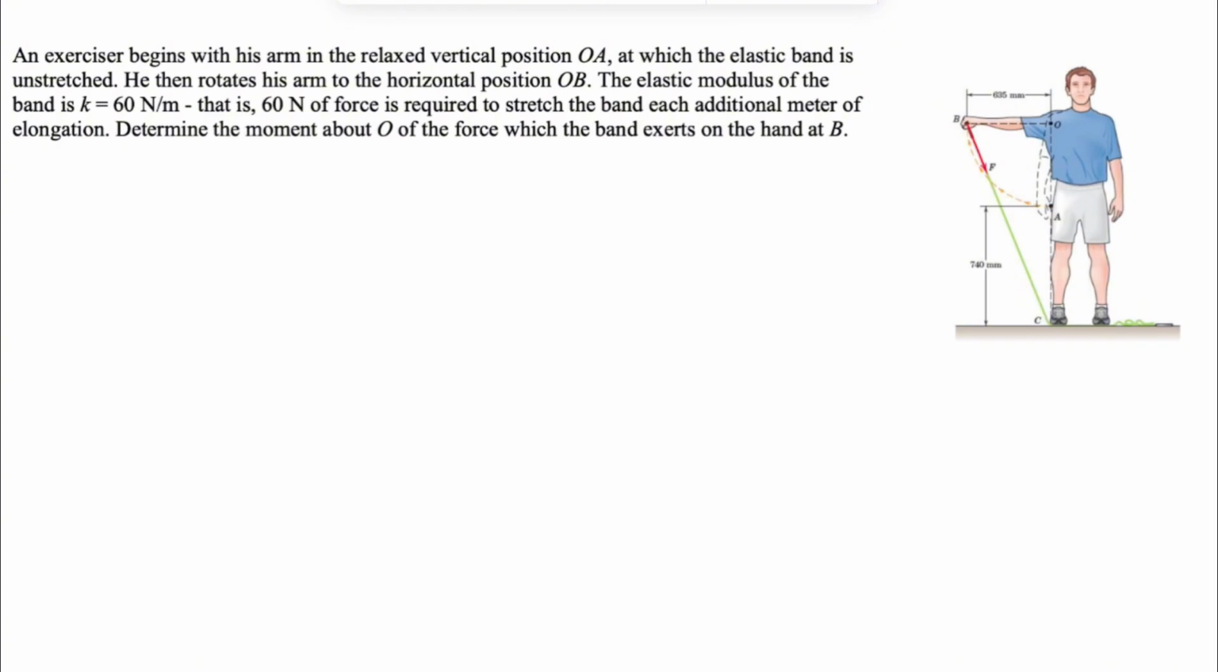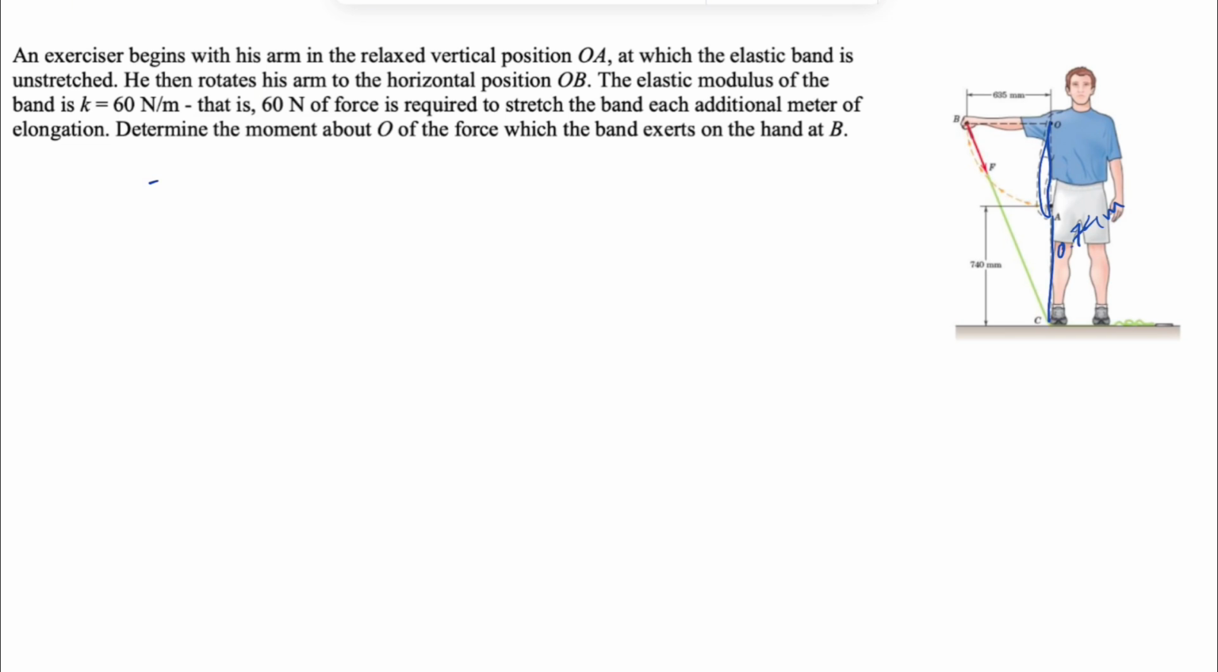So by the time that we have his arm at this position, we have the initial length, which we know is what we have for AC, or 740 millimeter, or 0.74 meter. So we have the unstretched length of the elastic band, and then he rotates his arm to the horizontal position OB, and we also know the elastic modulus of the band is 60 Newton per meter, meaning that a force of 60 Newton is required to stretch the band for each additional meter of elongation.